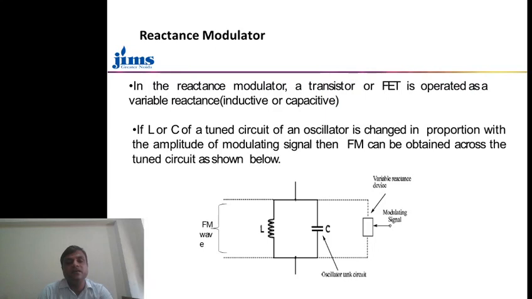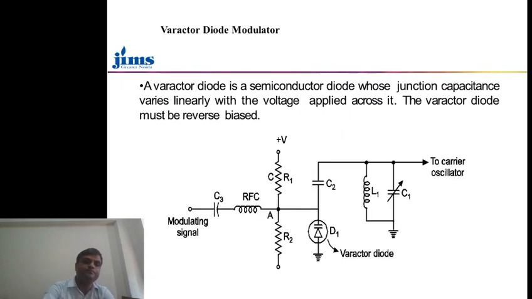So if the L and C of a tuned circuit of an oscillator are changed in proportion with the amplitude of the modulating signal, then FM can be obtained. Because here we change the L and C by varying the reactance, and this variation of the reactance is proportional to the voltage, and this voltage is proportional to the information signal. So that's all about the reactance modulator circuit.